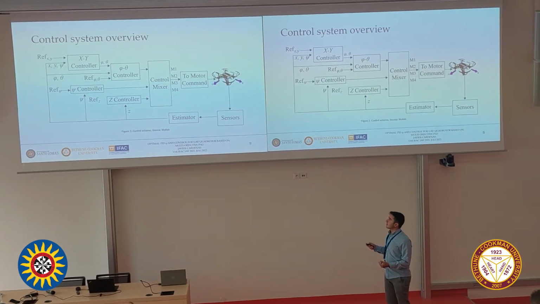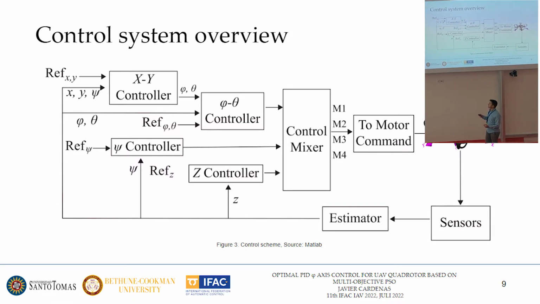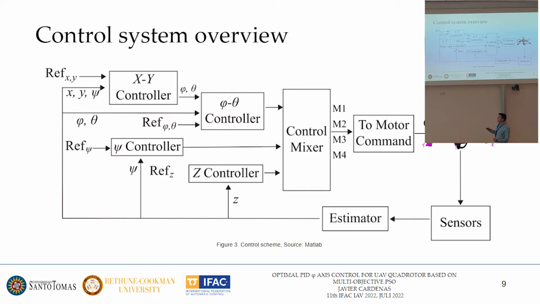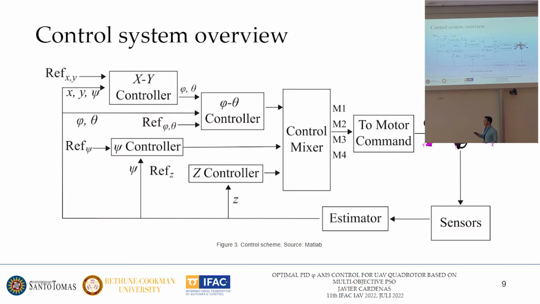This is the classical system in which we have some controllers for each axis, for the axes x, y, and rho, phi. We need to have a two-loop controller because, as I said, we cannot control it directly. And then we have a control mixer that converts the output of the controller to the signal of the rotors.